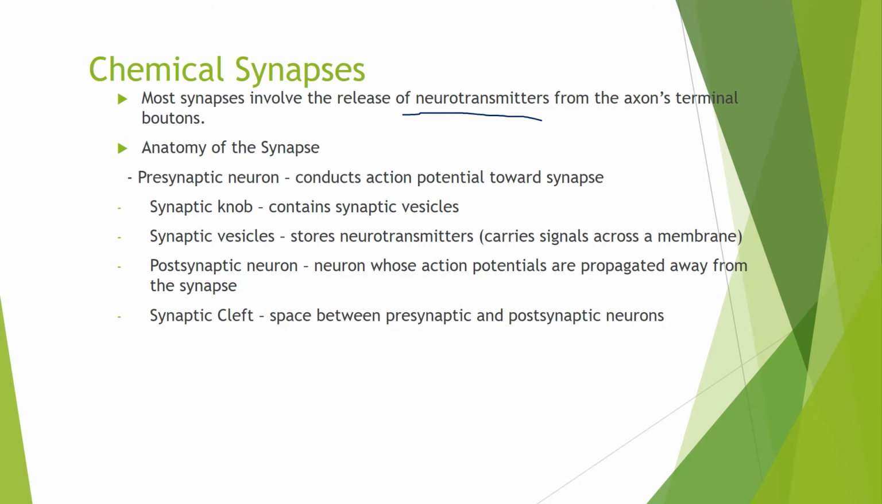All right, the presynaptic neuron is what conducts action potentials toward that synapse. The synaptic knob is what contains synaptic vesicles, typically of neurotransmitters. Synaptic vesicles hold neurotransmitters, and these are chemical signals that are going to cross the membrane via exocytosis. And then the postsynaptic neuron conducts action potentials away from the synapse. And the synaptic cleft is the space between the pre and the postsynaptic neurons.